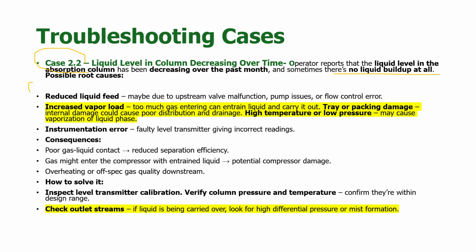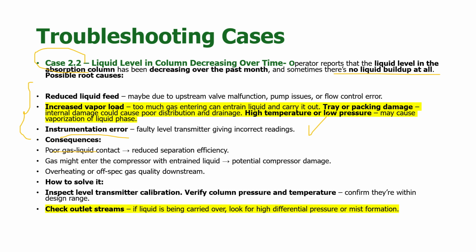The possible causes we have listed are reduced liquid level, increased vapor load, or instrumentation error as well. It's actually one of the most common errors in processing plants. Before starting to analyze the issues in the plant, you should be careful that your instrumentation shows correct readings. First of all, verify this one, then you can start to analyze the liquid feed reduction and also the vapor load increase.